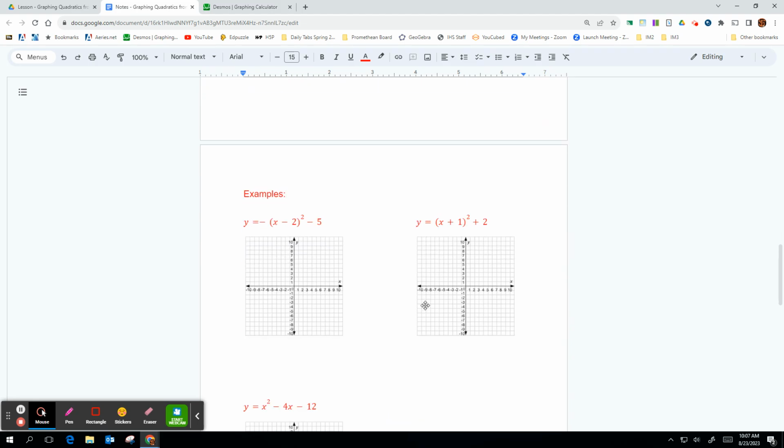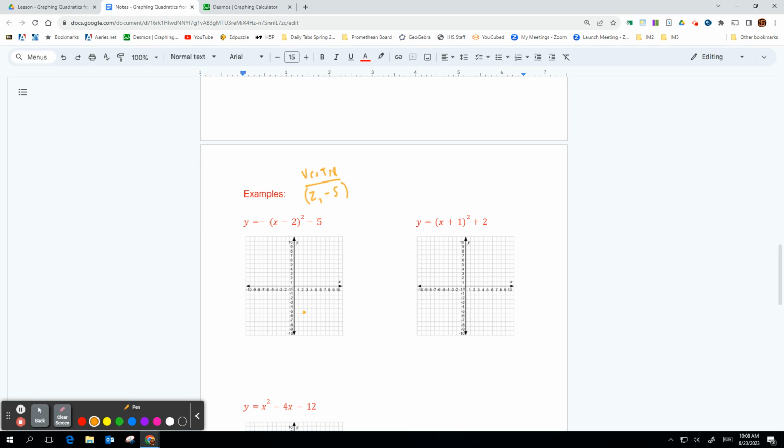Let's look at the first one. Do you know where the vertex is? Because I do. They just told us. The vertex is at 2 and -5. And that's just where the vertex is. So I can go put a dot right there at 2, -5. That's where the vertex is.